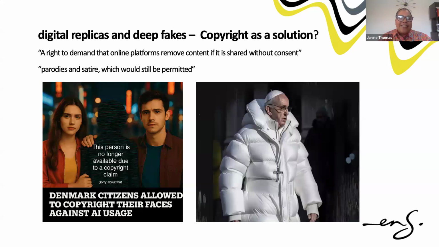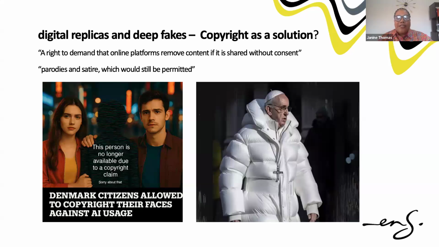But the idea is that citizens will then be granted specific remedies. For example, they'd be able to demand that the online platform removes the content if it's shared without consent. And then there's also some suggestions around what may or may not still be acceptable. For example, parodies and satire would still be considered to be acceptable.